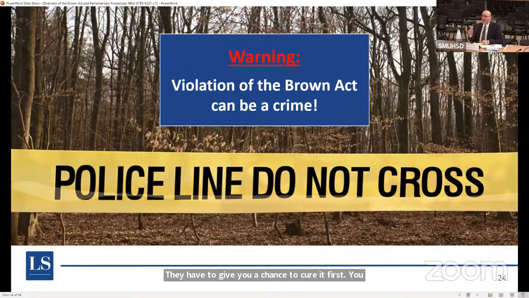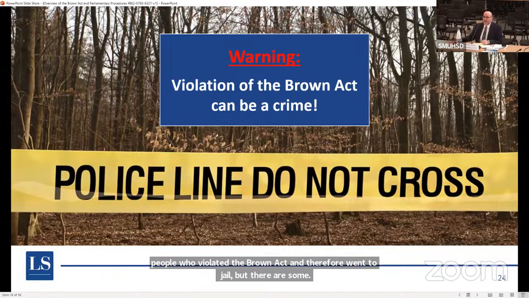But beyond that, if it can be shown that your violation of the Brown Act was intentional, that is also a crime for which you can be fined or go to jail. Now, the good news is California jails are not full of people who violated the Brown Act and therefore went to jail, but there are some.